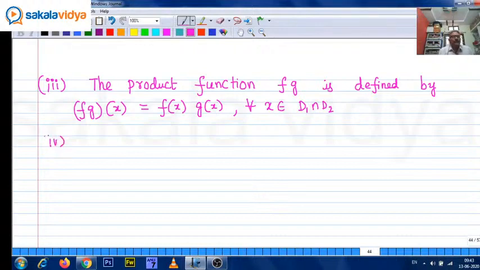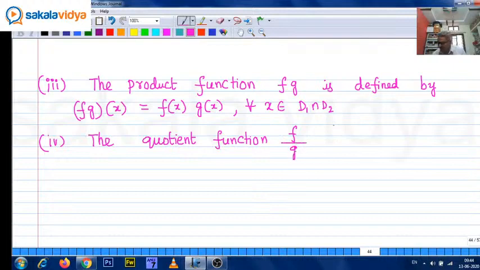Fourth one. The quotient function. f upon g. This is the quotient function.